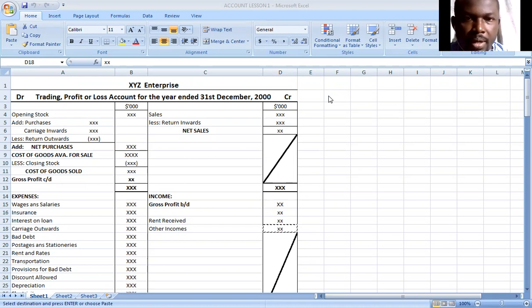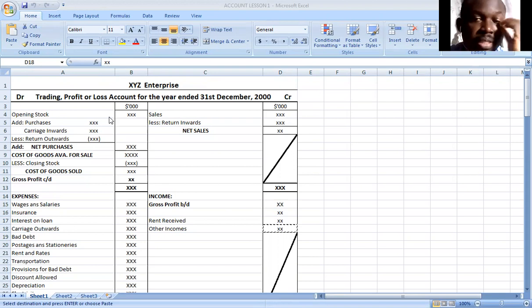Now, this is the account for XYZ Enterprise, and this is just the format. The account simply states the trading profit or loss for the year ended 31st December 2000. Now I'm gonna explain what all these postings are.